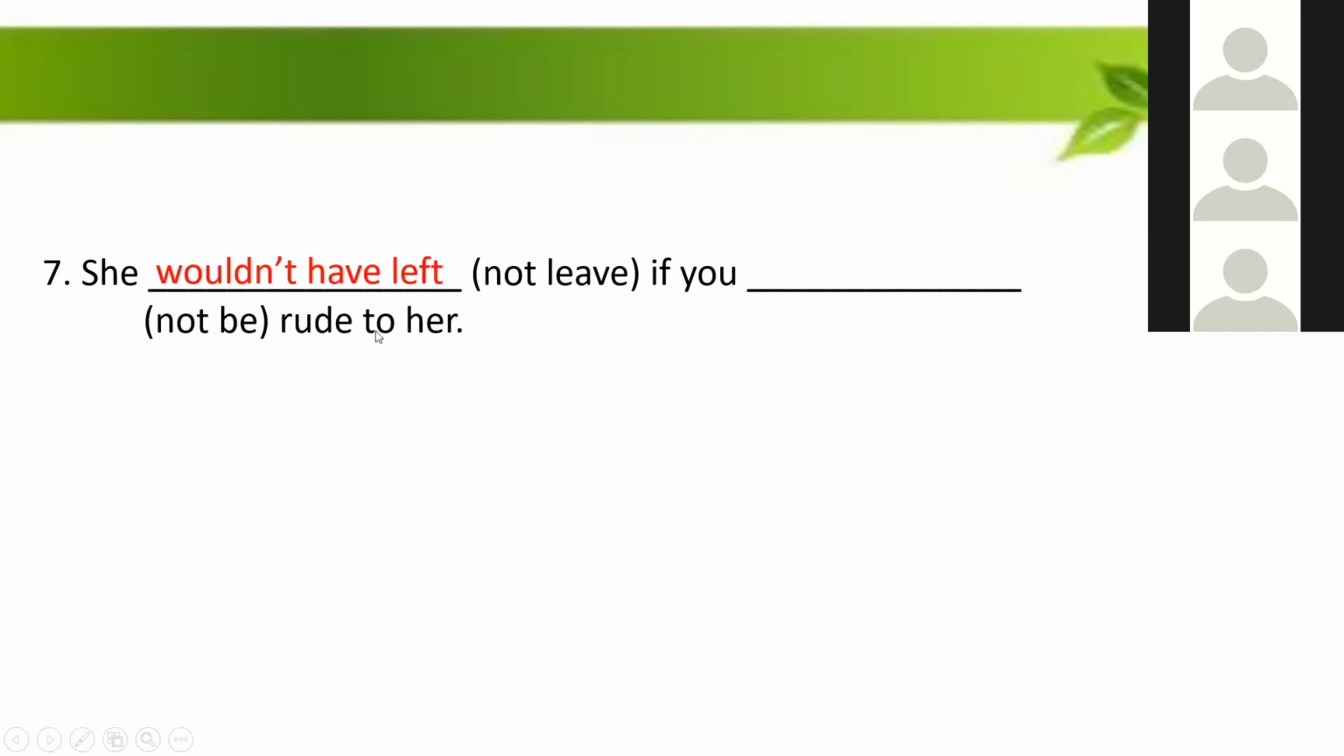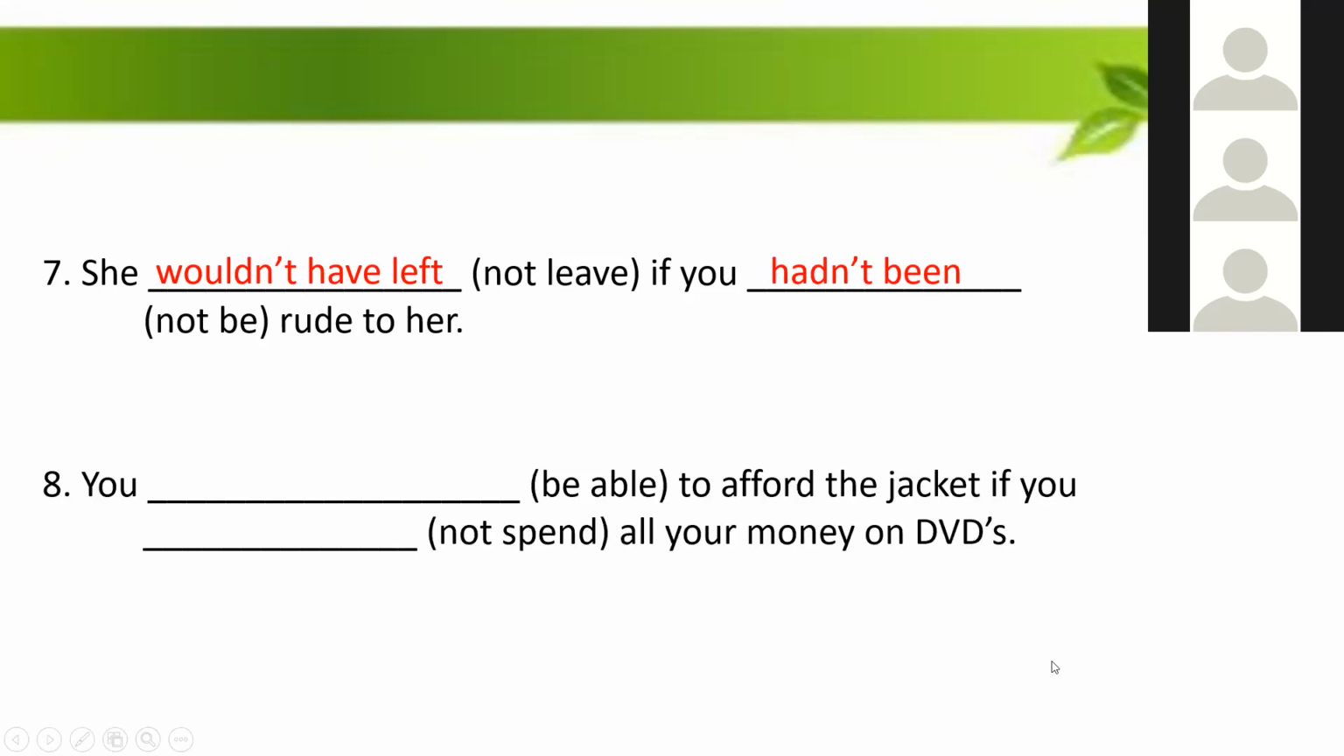You should analyze the sentence first because we have irregular verbs and regular verbs. Okay. She wouldn't have left if you... past perfect tense. If you hadn't... Hadn't what? Hadn't been. Okay, very good. Hadn't been, because the past participle of be is been. You should use hadn't because we have a negative, not be.